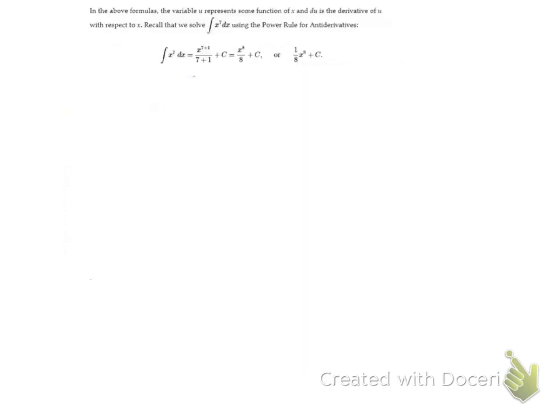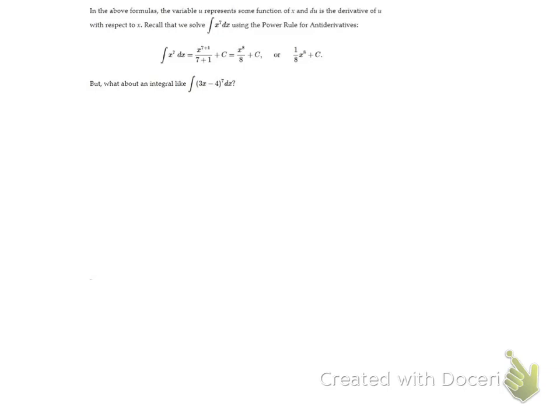Now let's look at a basic integral. Say we want to take the integral of x to the 7th power. Then we know using the power rule for antiderivatives that the answer would just be x to the 8th divided by 8 and then plus our constant of integration c.